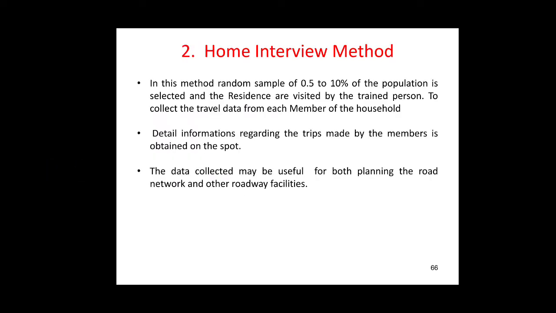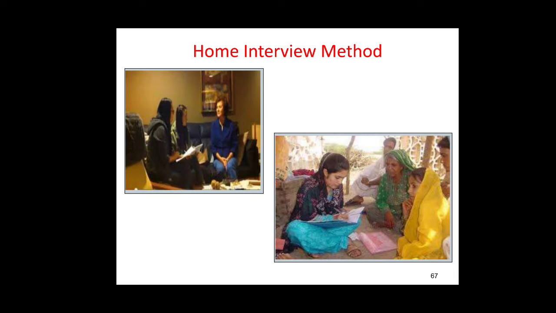Next is the home interview method. Now in this method, a random sample of 0.5 to 10% of the population is selected and they are visited at their home by trained people to collect the travel data from each member of the household. The detailed information regarding their trip is taken from the members and the data is obtained on the spot. The data which is collected is useful for both the planning of the road network and other road facilities. Here is the picture showing the home interview method.